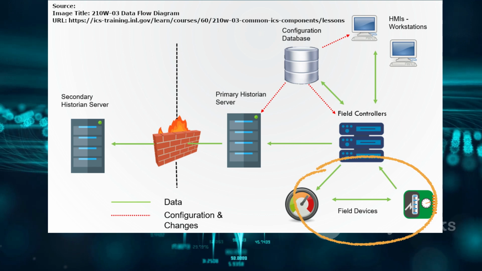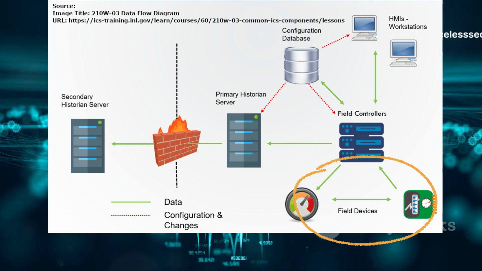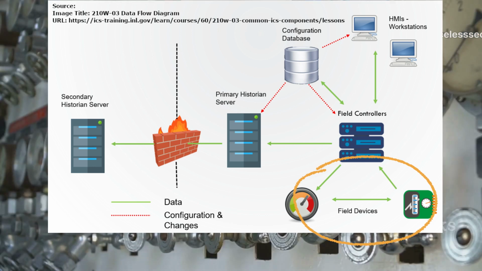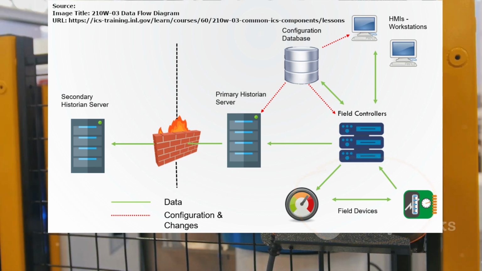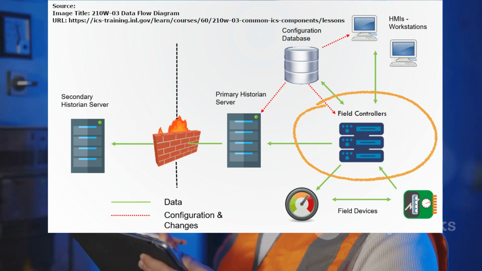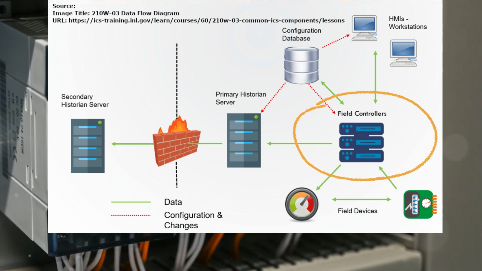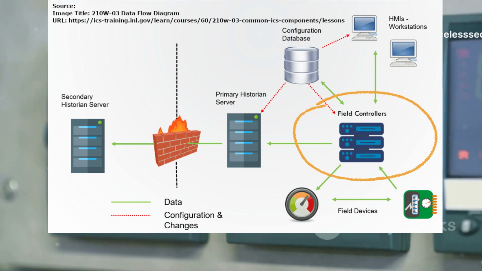Field devices. These include sensors and actuators that interact directly with the physical process. Sensors collect data on process variables, while actuators execute control commands from the controller. Field controllers. These devices, such as PLCs and RTUs, process the data from field devices and execute control algorithms. They convert analog signals from sensors into digital data and vice versa for actuators.